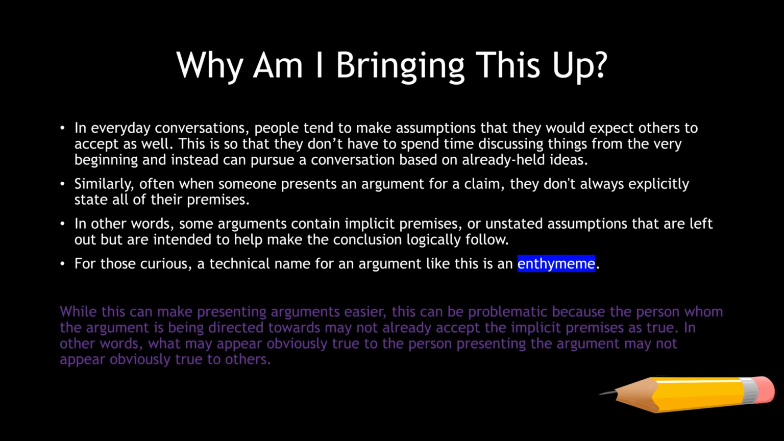For those curious, a technical name for an argument like this is an enthymeme. While this can make presenting arguments easier, this can be problematic because the person whom the argument is being directed towards may not already accept the implicit premises as true. In other words, what may appear obviously true to the person presenting the argument may not appear obviously true to others. I will demonstrate this in the following example.